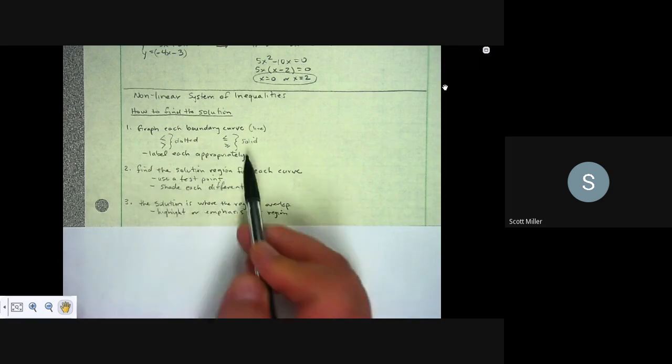So how do I find it? We're going to graph each boundary curve or line, depending on what they are. Draw it as dotted if I have these symbols, solid lines or curves if I have those symbols. Make sure you label each of your graphs appropriately for whatever is required of them. We're going to use a test point to determine the shading, and I'll show you how that works. And then we're going to emphasize our solution region.